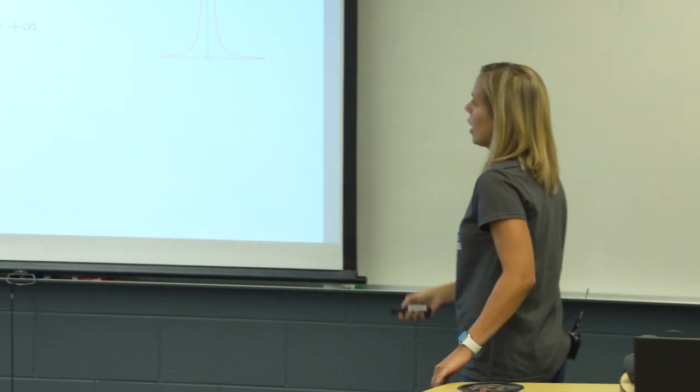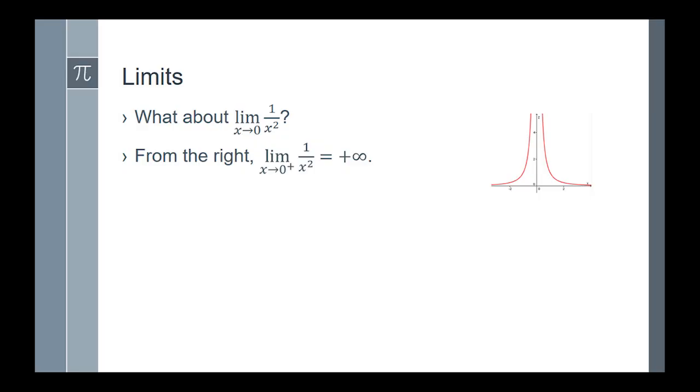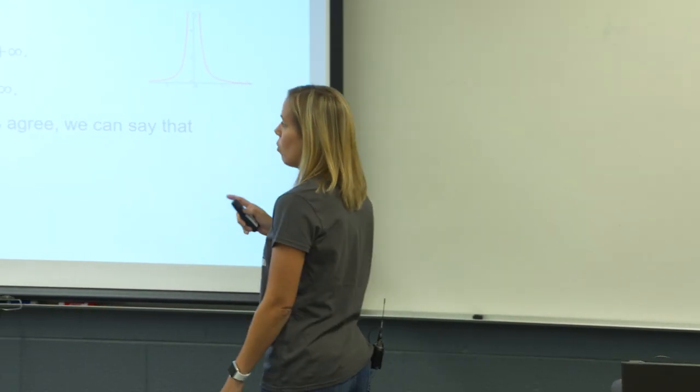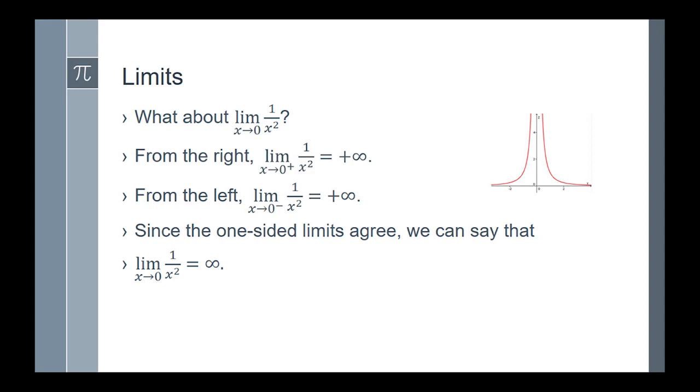Well, in this case, if we look at the graph, as we approach from the right, we're approaching positive infinity. And if we approach from the left, we're also approaching positive infinity, because anytime we square a number, it ends up being positive, whether it's positive or negative. So now the one-sided limits agree, so we can say that the limit of 1 over x squared as x approaches 0 is equal to positive infinity, or just infinity. Again, with limits, we're looking at what's happening as x approaches 0, not what is happening right at 0.